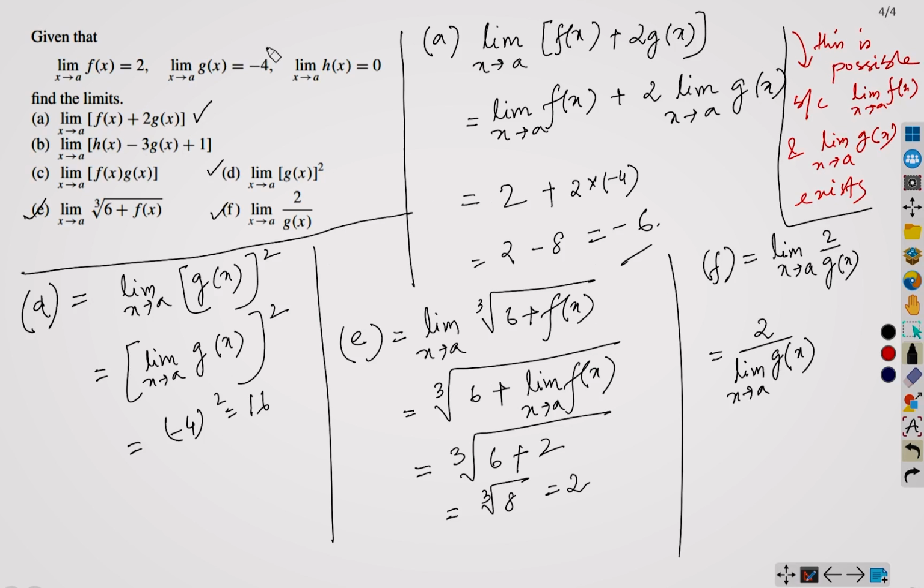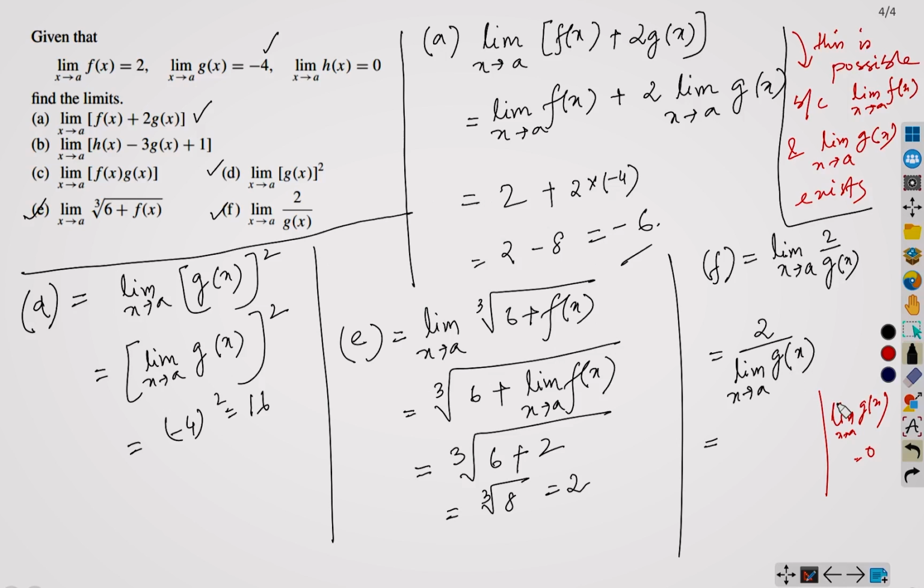The limiting value here is minus 4, right? Only for that reason we can insert the limit in the denominator. Okay, did you understand what I am saying? Let's say if the limiting value of g(x) at a is 0, then we cannot do this next step. Okay, since the limiting value here is given as minus 4, which is not equal to 0, because of that we can insert the limit in the denominator like this.